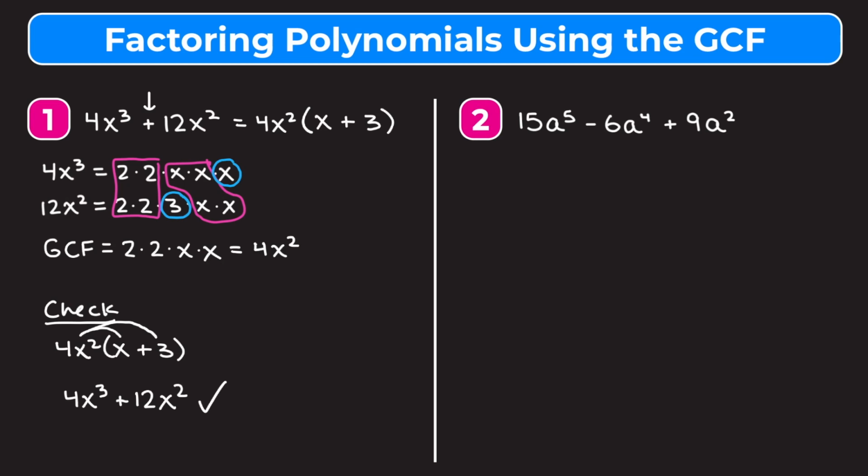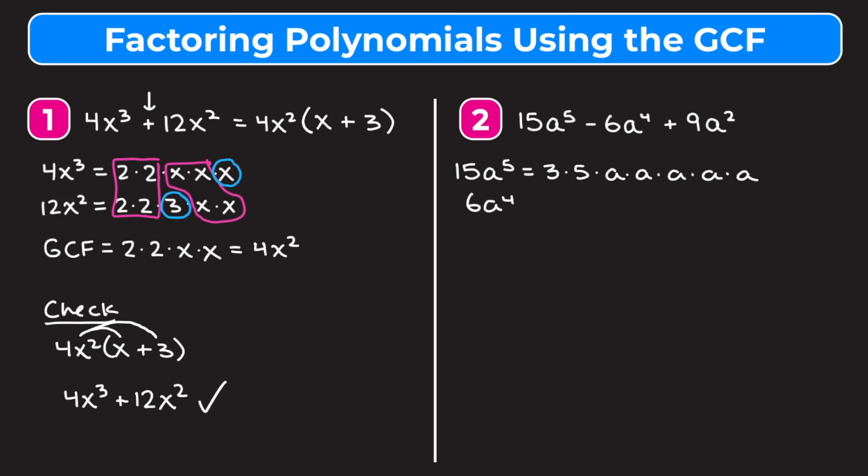Let's take a look at example 2. Example 2 is similar, but now we have 3 terms. So we're going to do the same thing, we just have to do it for 3 terms. Let's write 15a to the 5th as the product of its prime factors. 15 can be written as 3 times 5. A to the 5th is just 5 a's multiplied together.